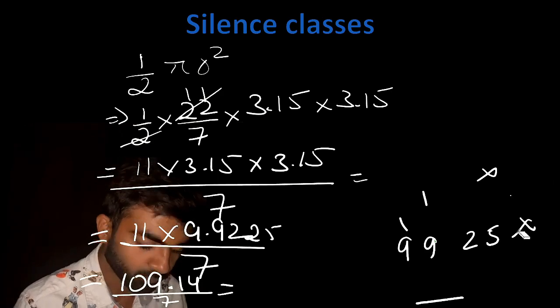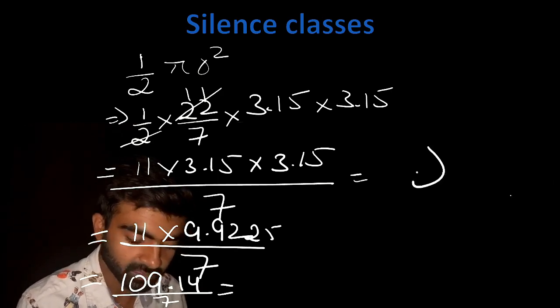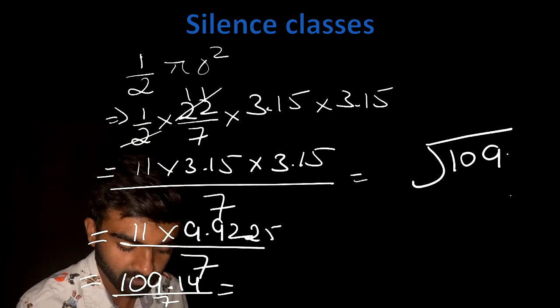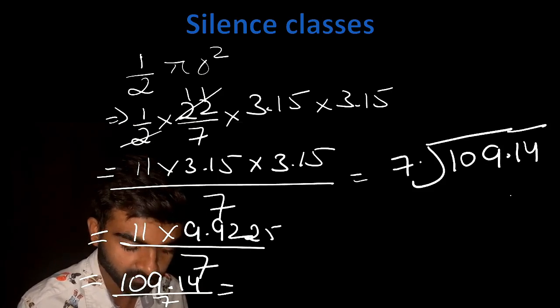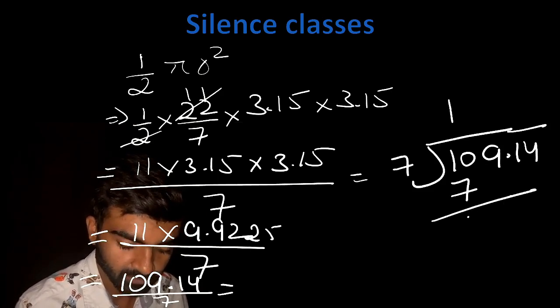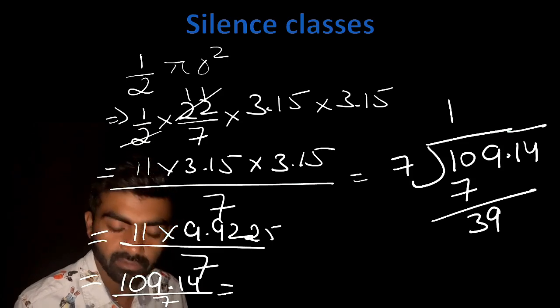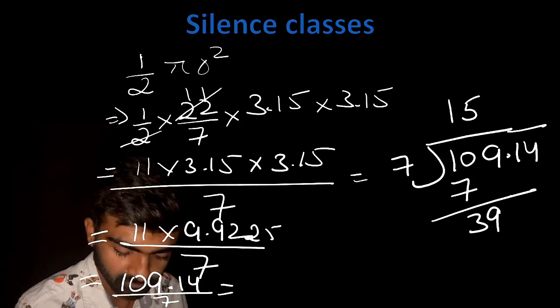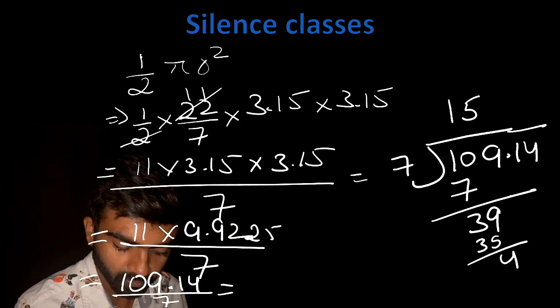Now what we can do, we can divide it. You have to divide it to find out the area. So 109.14 we will divide it by 7. 7 1 7 will become 3 and 9. 7 5 are 35. 4. Now we will put the point over here, we will put 1.